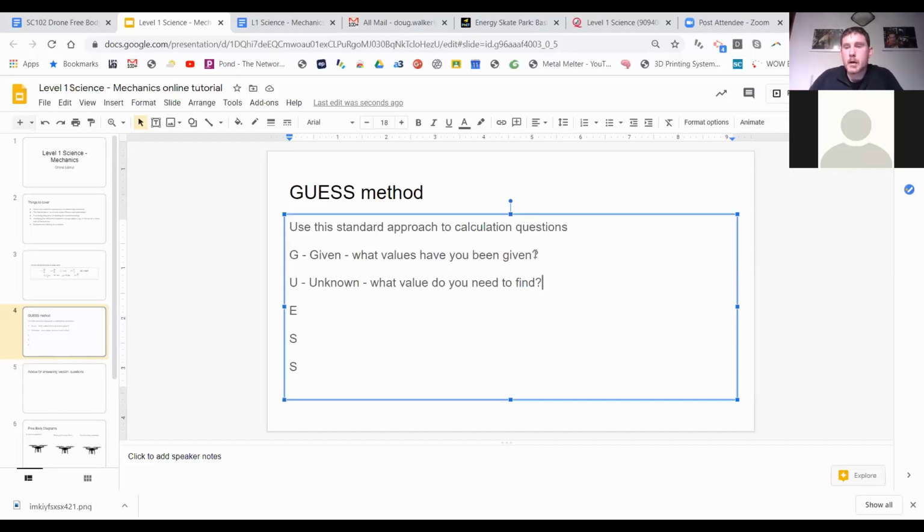By that stage, we'll have a number of quantities written down, both what we've been given and what we've been asked to find. And then we will hopefully be able to find an equation that links those. So E is for equation. So you can refer to that resource booklet if you need to and identify an equation to use.